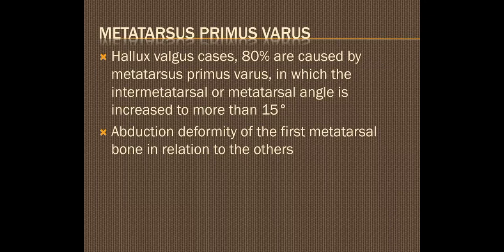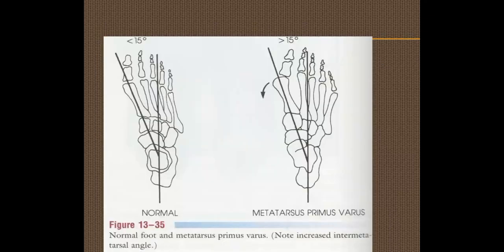Metatarsus primus varus. In almost 80% of hallux valgus cases, the cause is metatarsus primus varus, in which the intermetatarsal or metatarsal angle is increased to more than 15 degrees. Abduction deformity of the first metatarsal bone in relation to the others is called metatarsus primus varus. So this is the picture. The first picture on the left hand side is showing the normal foot, and in the right hand side picture we can see that the angle is more than 15 degrees, that is called metatarsus primus varus.